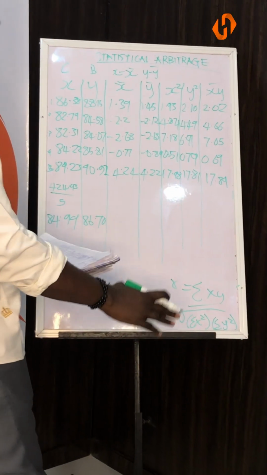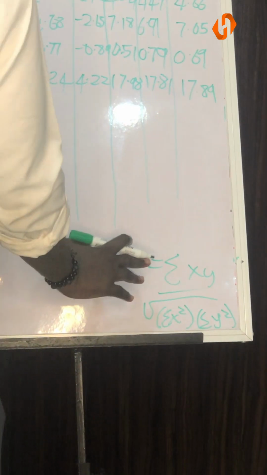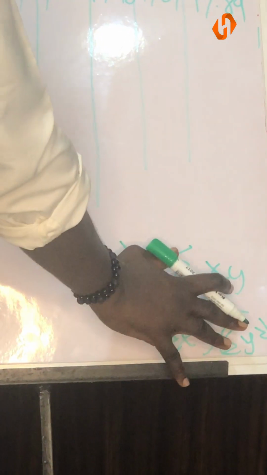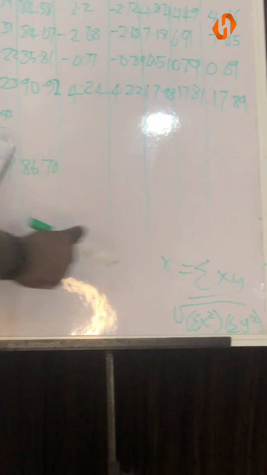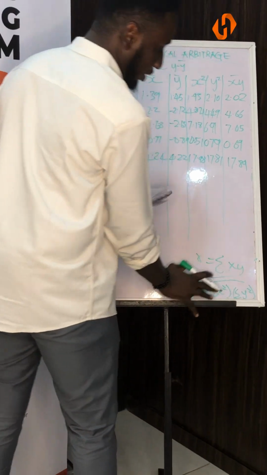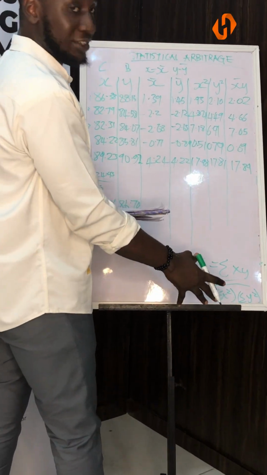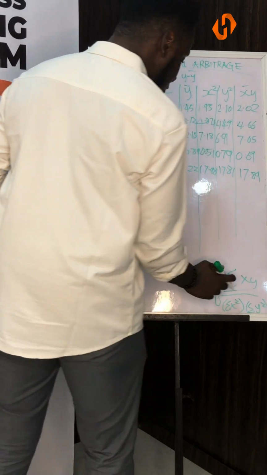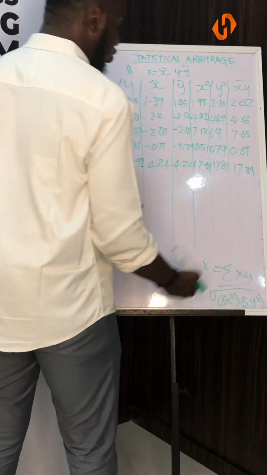Don't forget this formula, very important. We'll still come back to this formula, but first we have to get the parameters, the values that will replace this formula's terms. So let's first get the summation of xy.